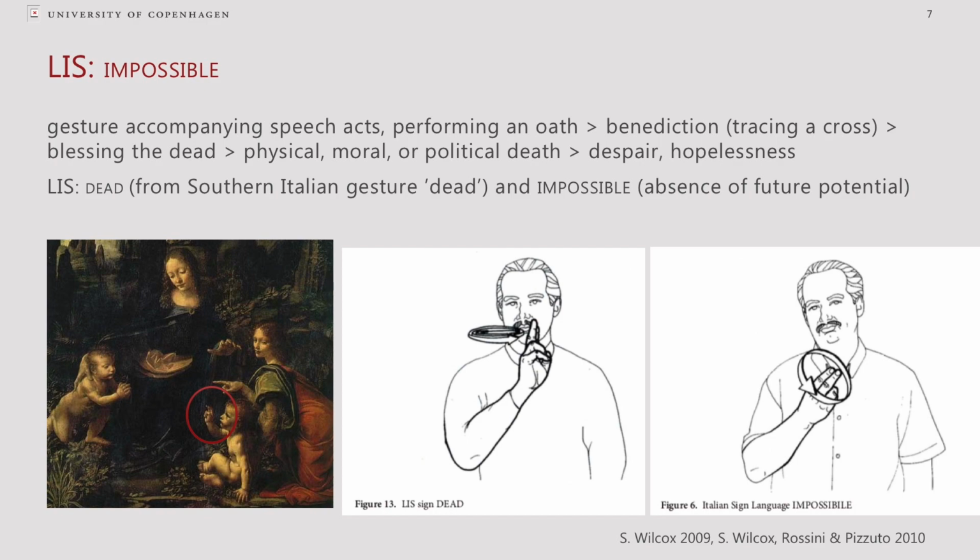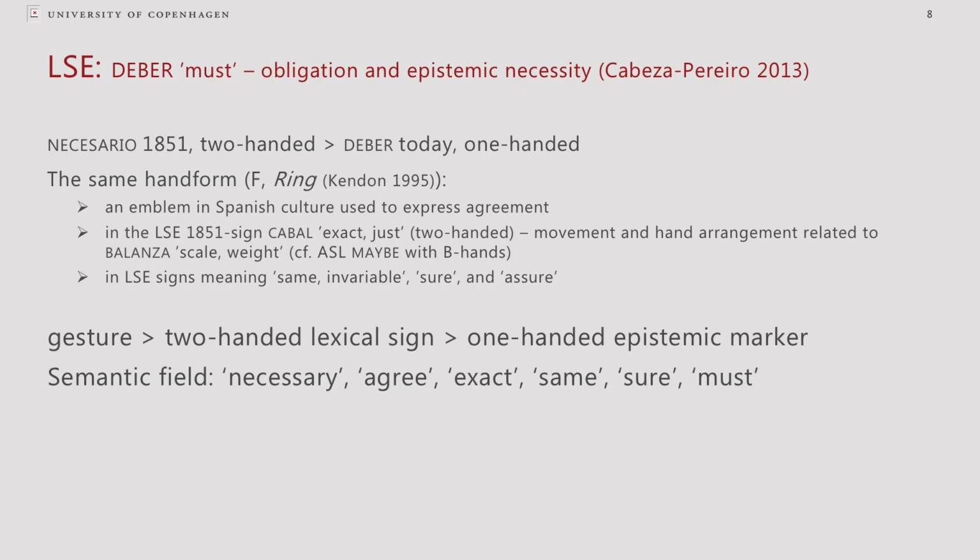The same hand form can be used in Italian Sign Language with one movement to mean dead, and with a different movement to mean impossible. That is, with the epistemic sense. So here we have this change again from a more concrete meaning to a more abstract or epistemic meaning.